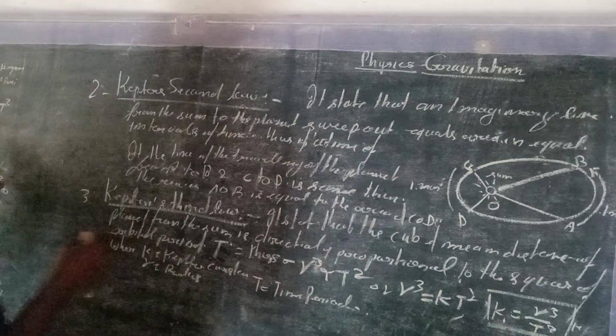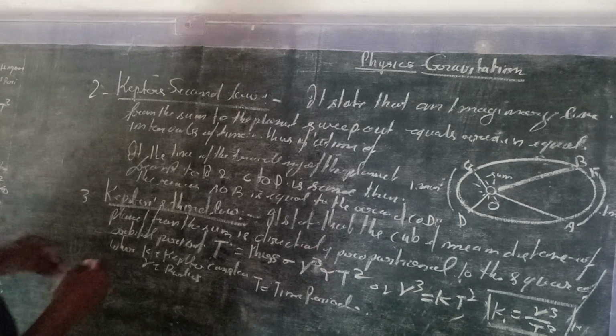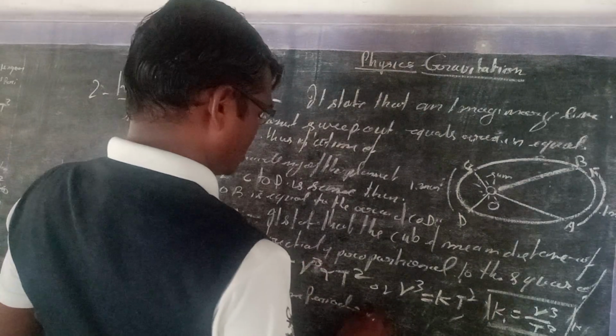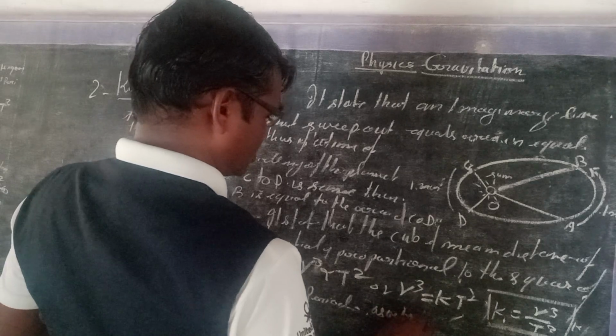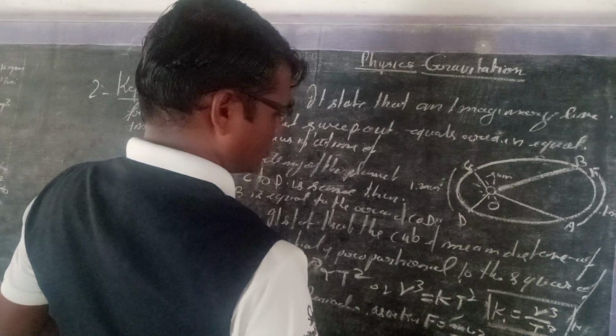So we can say, as we know, that F is equal to mv square by R.